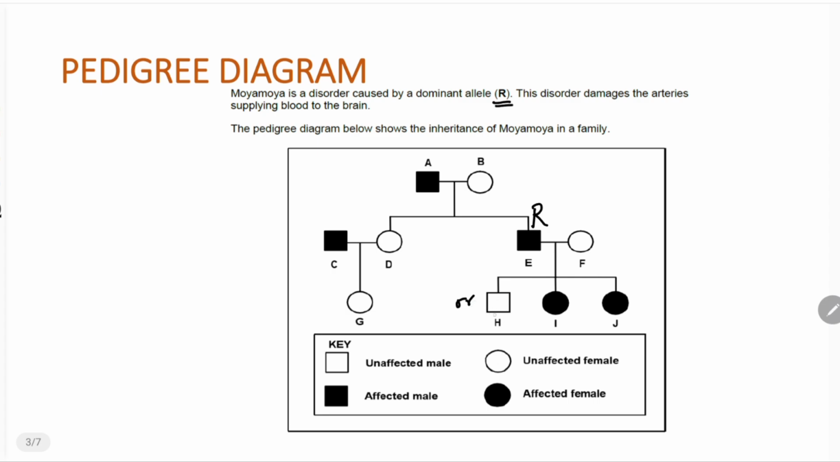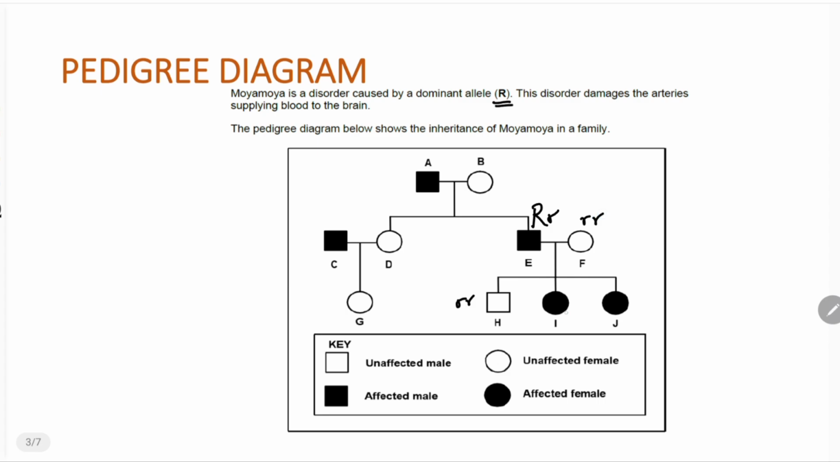But since individual number H has got small letter r, small letter r, it tells me that one small letter r was from the paternal origin and the other small letter r was from the maternal origin. So individual number E has to be heterozygous for moyamoya. So it must be capital letter R and small letter r. But when I look at individual number F, F does not have moyamoya. Again, moyamoya is caused by a dominant allele. So if you are without moyamoya, you can only be homozygous recessive. Therefore, the genotype for individual number F has to be small letter r, small letter r, right?